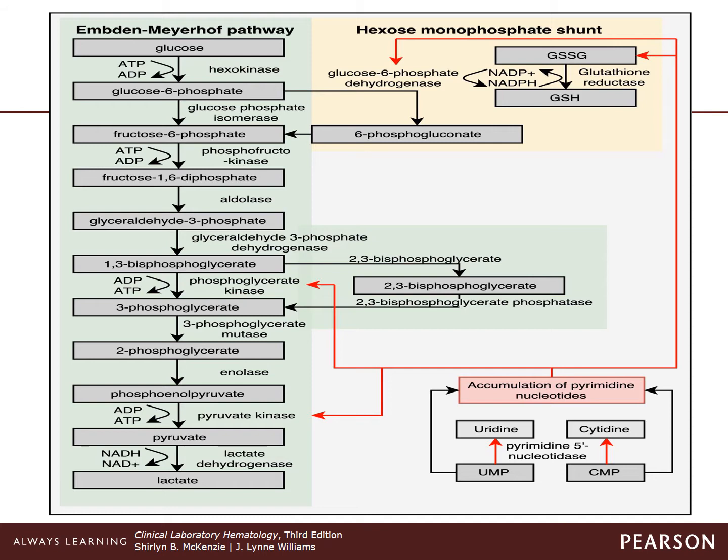Now, enzyme deficiencies in this shunt cause oxidation of hemoglobin and the formation of Heinz bodies. The spleen might remove these Heinz bodies and you might see bite cells, and the cells will tend to hemolyze.